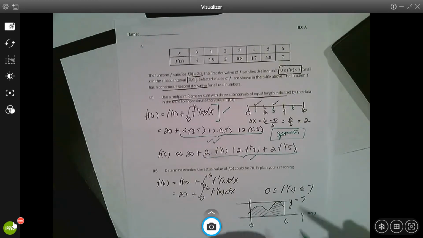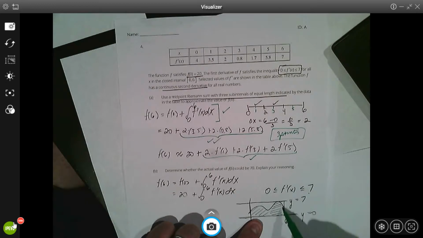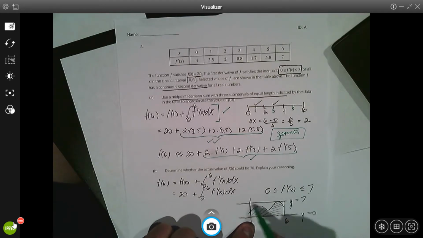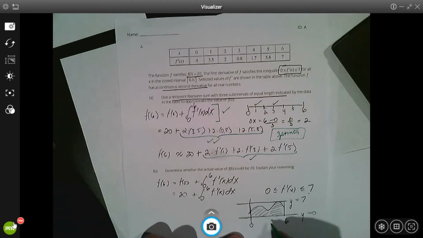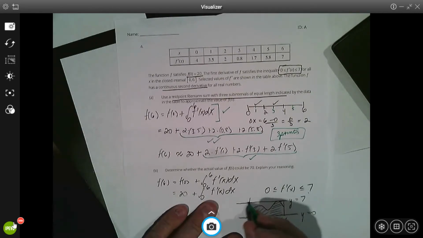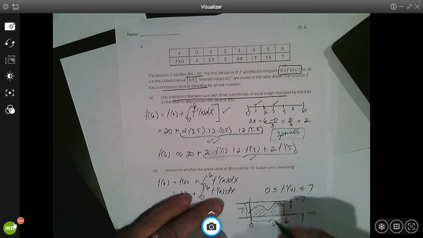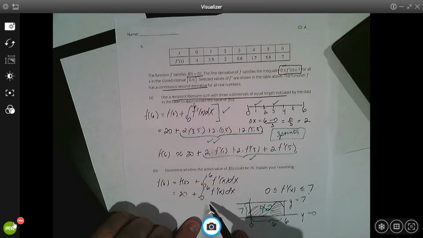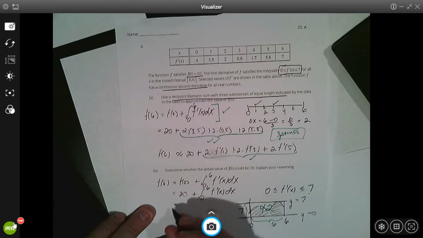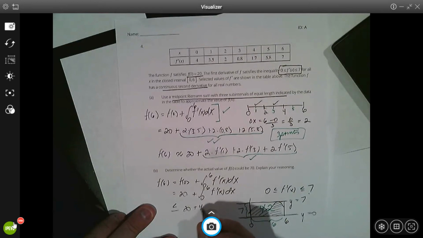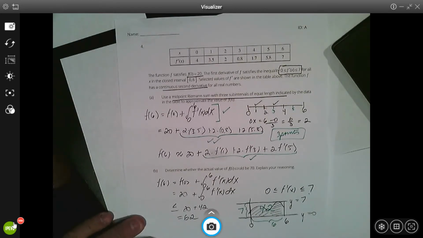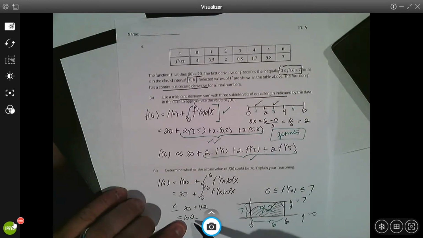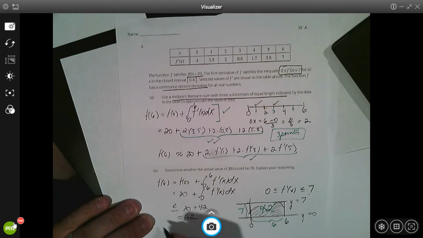If f prime is always bounded by 0 and 7, then the area underneath f prime of x from 0 to 6 has to be no more than the area of this rectangle. The length is 6, the height is 7, so the area of the rectangle is 42. That must mean that the definite integral has to be no more than 42. So I'd say that this has to be less than or equal to 20 plus 42, which is 62. 62 is the maximum value that f of 6 could have.